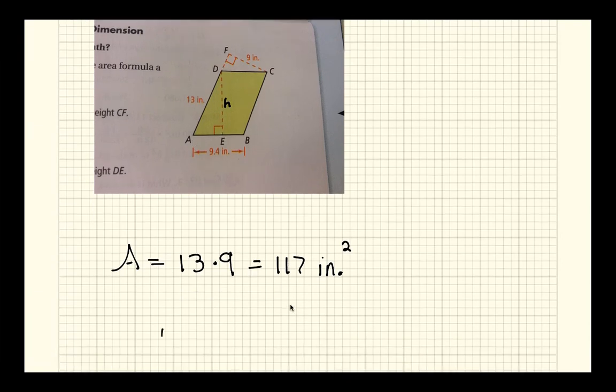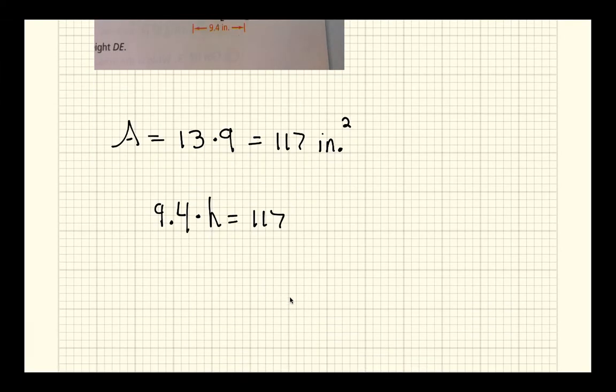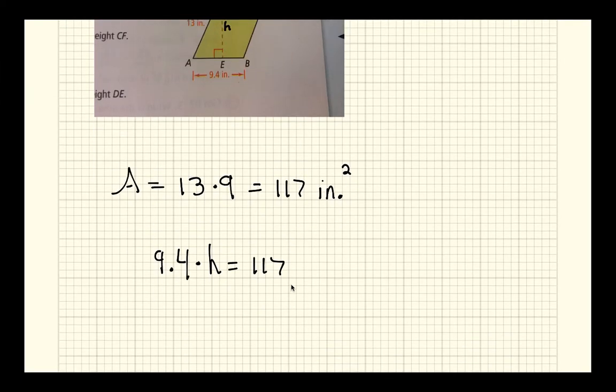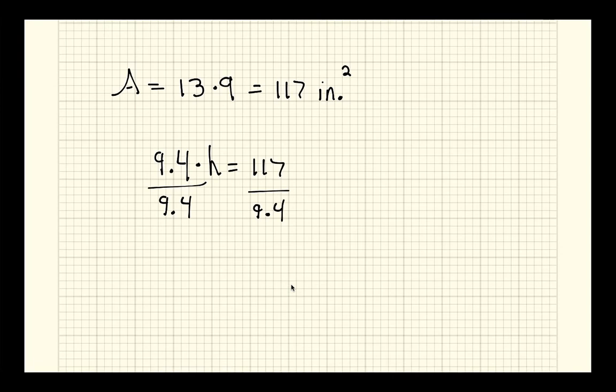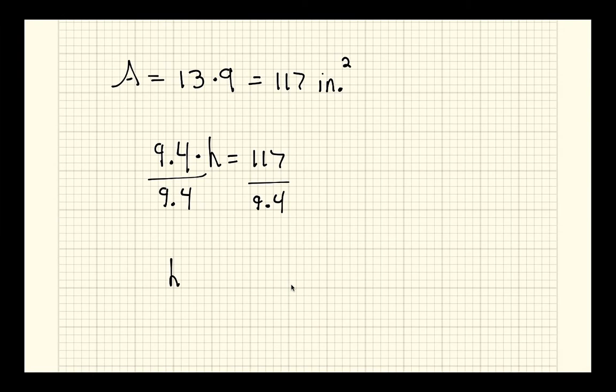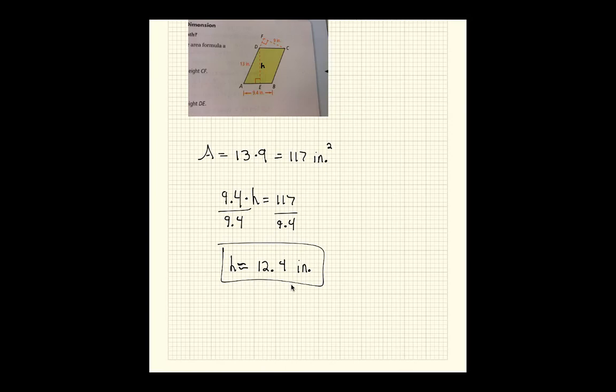So I can use that to my advantage. We'll say 9.4 times h equals 117. Then I should be able to just divide by 9.4, and that will give me my h. So what is 117 divided by 9.4? This is about 12.4. So that's what we're going to say h is. And this is the height, so this is in inches. Right. So that's my first one.